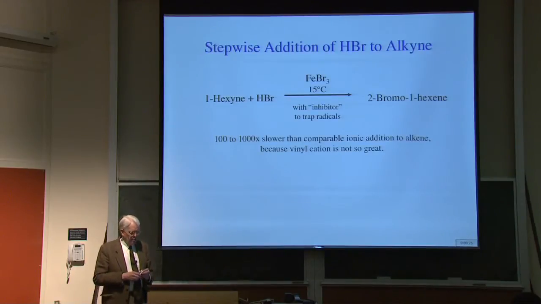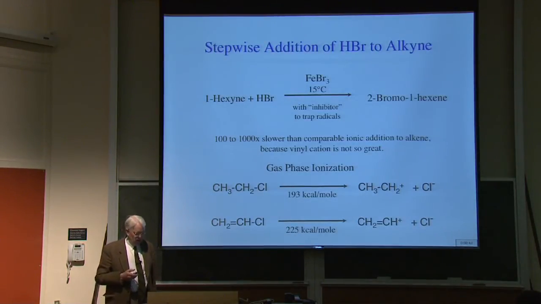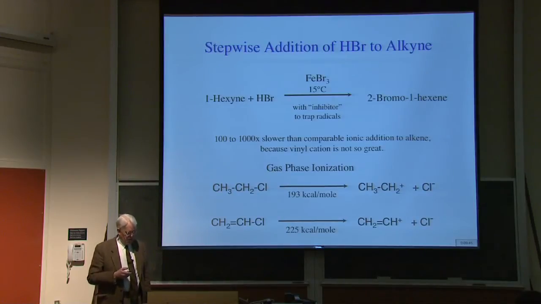Now, we mentioned before it was 100 to 1,000 times slower than the comparable ionic addition to the alkene, and the reason is the vinyl cation is not so great an intermediate. And you can see that already in gas phase ionization of the chlorides. The one that gives the ethyl cation requires only 193 kilocalories per mole to ionize the chloride. But the vinyl compound, to make the vinyl cation, requires another 32 kilocalories per mole. It's hard to make the vinyl cation.